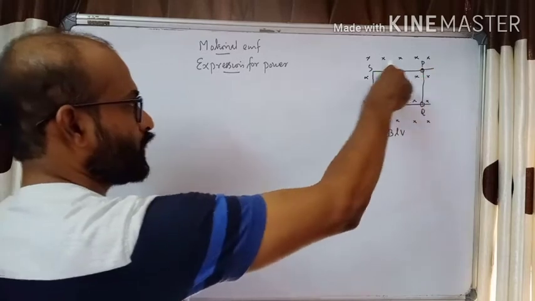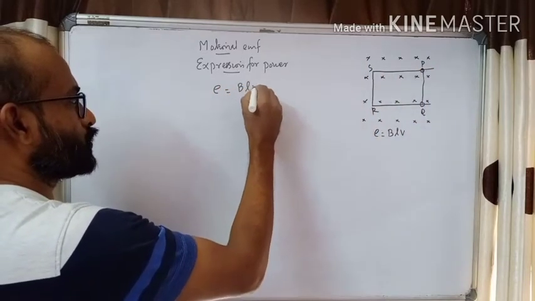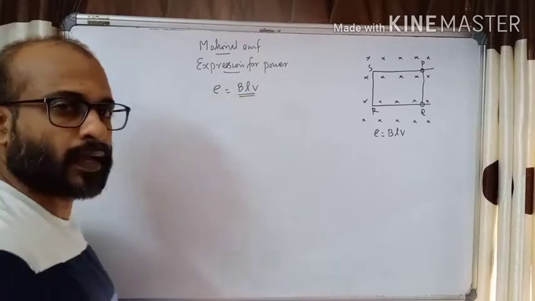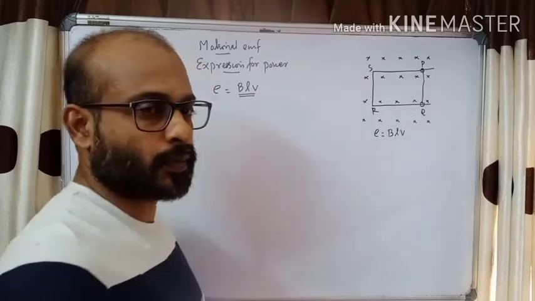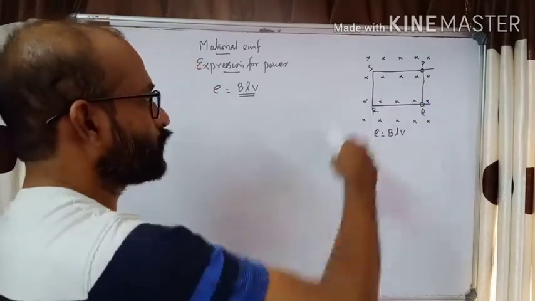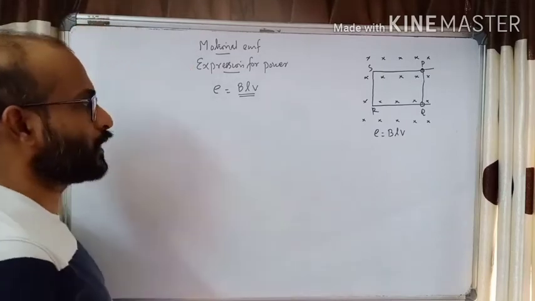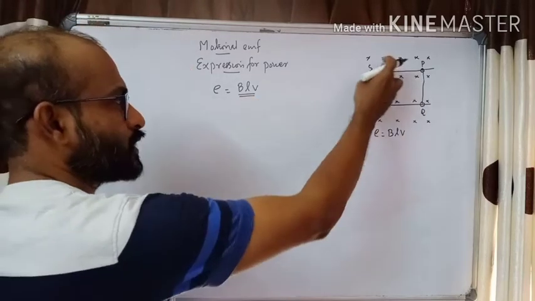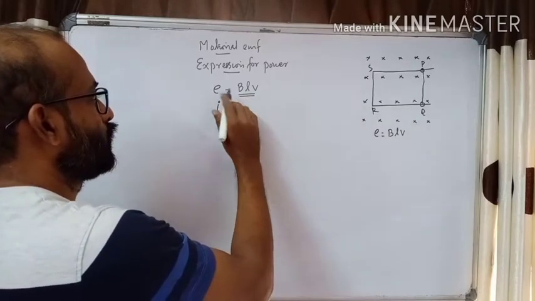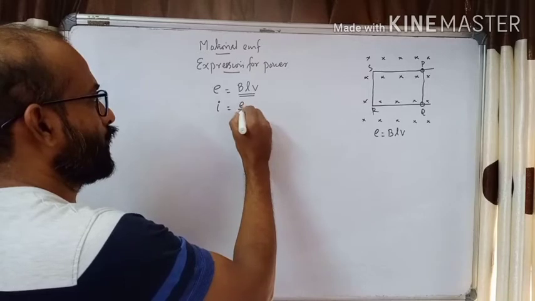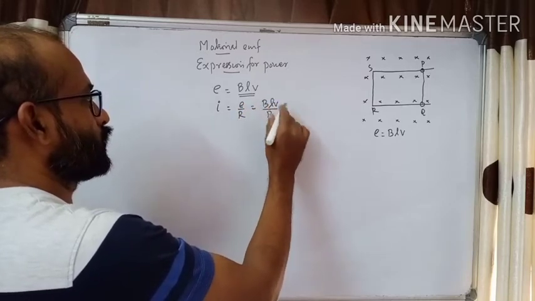We know the equation of voltage induced when we move the conductor. EMF is equal to BLV. B is the strength of the magnetic field, which is perpendicular to the board and directed inward. L is the length of the conductor and V is the velocity. Now we will see what the current induced is. If R is the resistance of the closed loop, the current induced I is equal to voltage by resistance, E by R. We get BLV by R. This is the current induced.